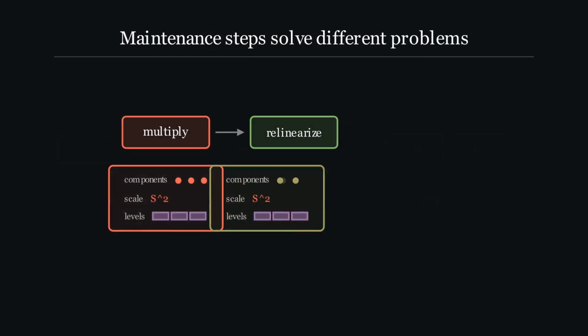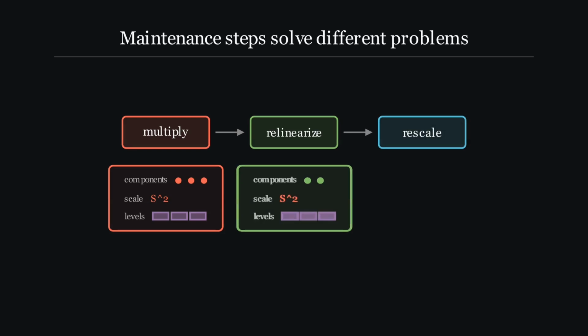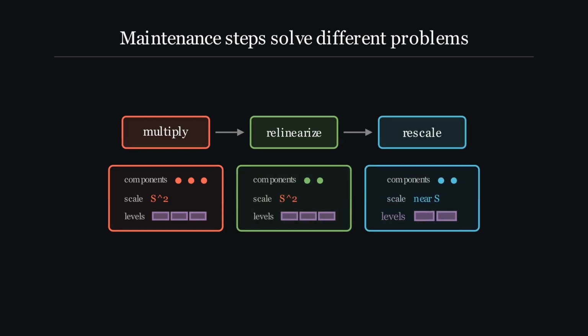The 3 maintenance stages now appear in their normal order. Multiplication first changes the encrypted value, expands 2 components into 3, and raises the scale. Relinearization then uses evaluation keys to return the representation to 2 components. Rescaling finally shortens the active modulus chain and brings the scale back toward its planned range.